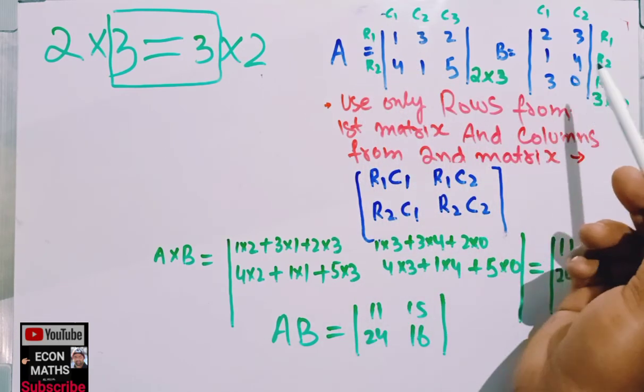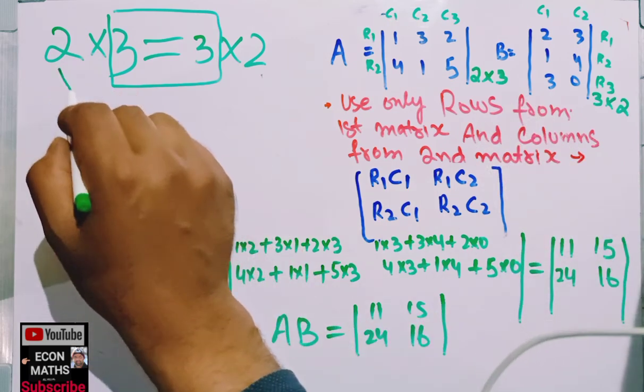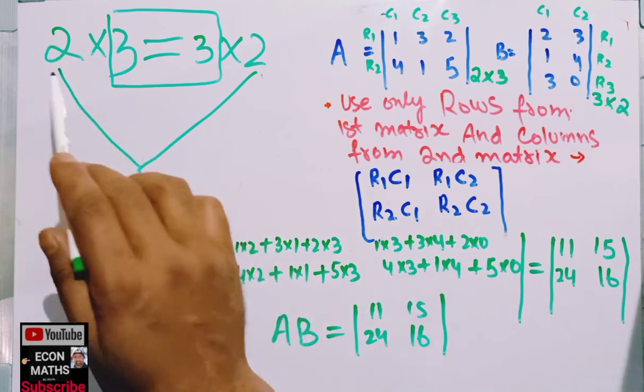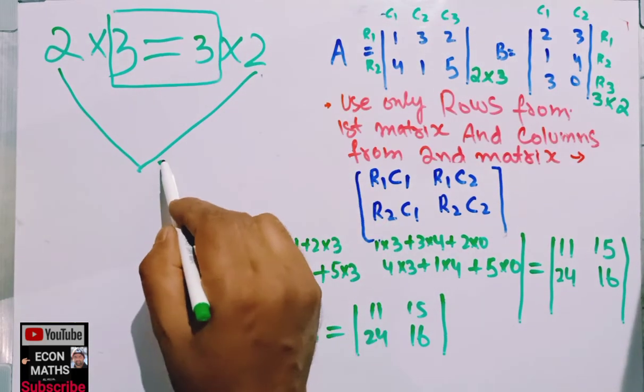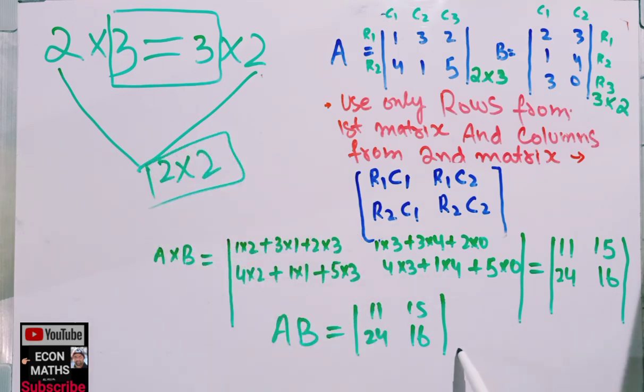I am repeating the important pointers. The resulting matrix was this. The two left out numbers, that is 2 cross 2, which we got here. This is 2 cross 2. So this was all about matrix multiplication.